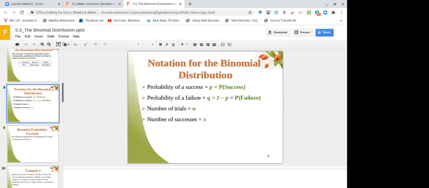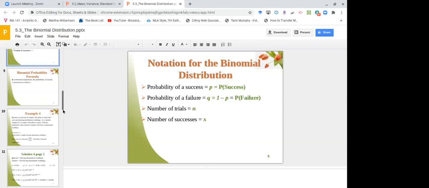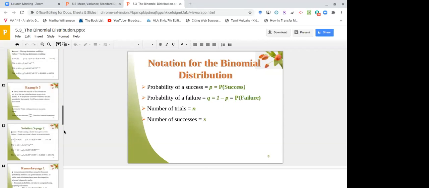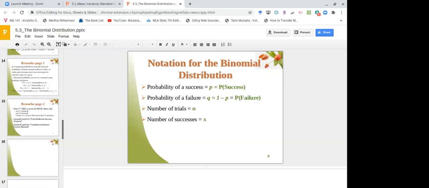So don't get caught up when you're reading this section into thinking that success means a desirable outcome. It doesn't always mean it's what the researcher wants in that sense, but it's not necessarily a positive outcome. And by the same token, failure is not necessarily negative. Be careful with that. We have the binomial probability formula and have a bunch of examples that help you with that.